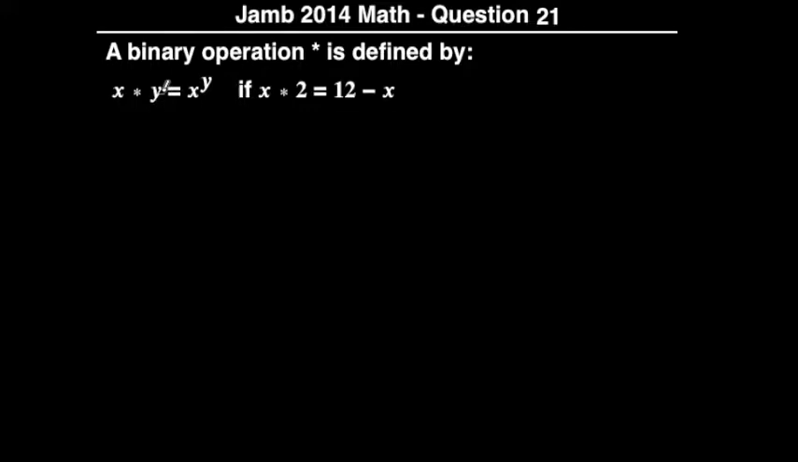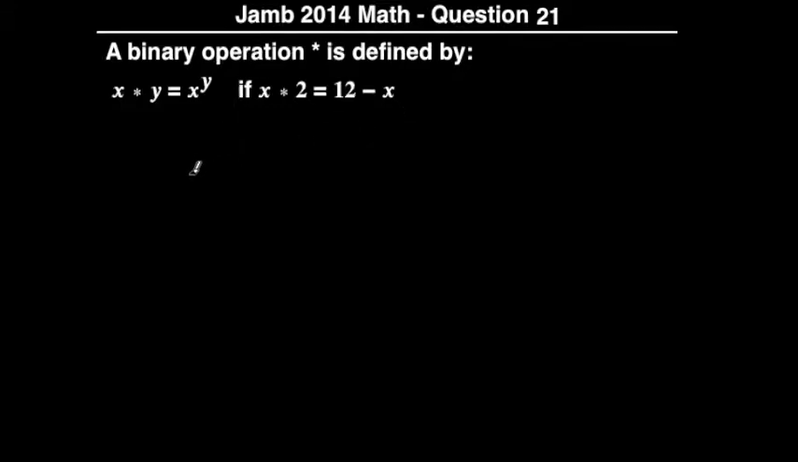All right, let's look at question 21 from the JAMB Math 2014 exam. We are told that a binary operation star is defined by x star y is equal to x raised to the power y. Further, we're told if x star 2 is equal to 12 minus x, find the possible values.